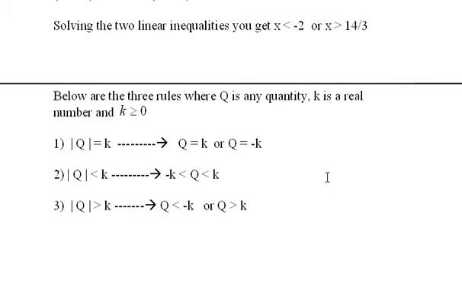And here are the rules that we've devised for absolute value problems. Below are the three rules where Q is any quantity and K is a real number and K is greater than or equal to 0. So the absolute value of Q equals K implies that Q equals K or Q equals -K. The absolute value of Q is less than K means that Q is trapped between -K and +K. And if we say the absolute value of Q is greater than K, then Q is less than -K or Q is greater than K. And all of this involves Q's distance from 0.